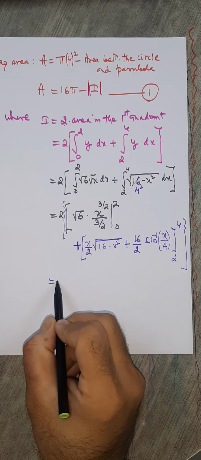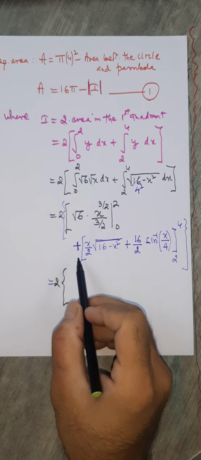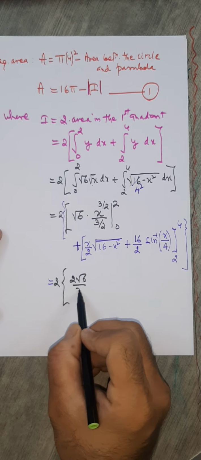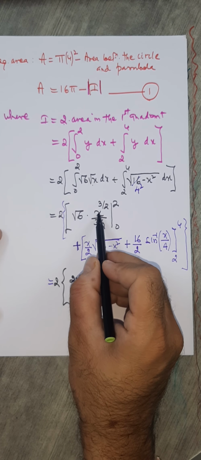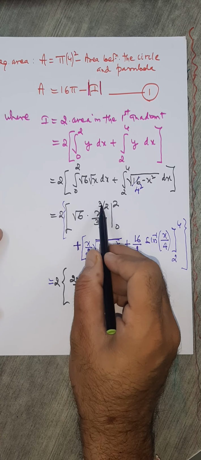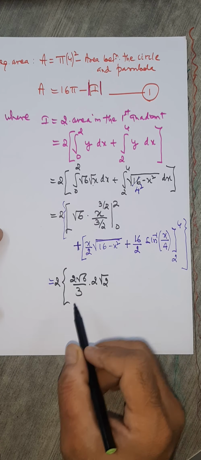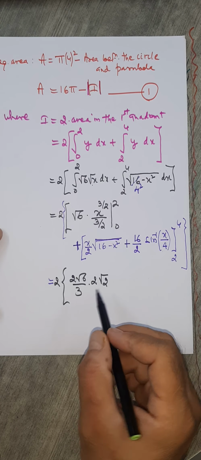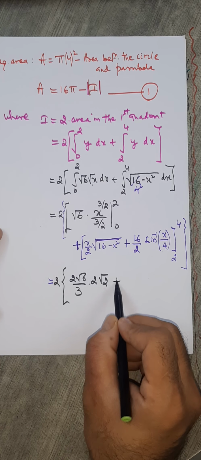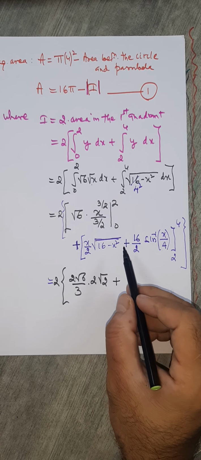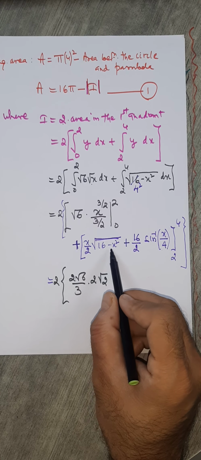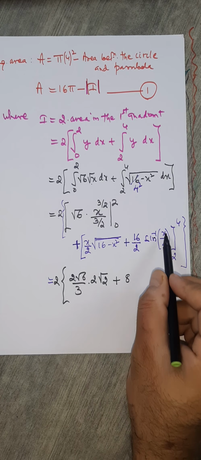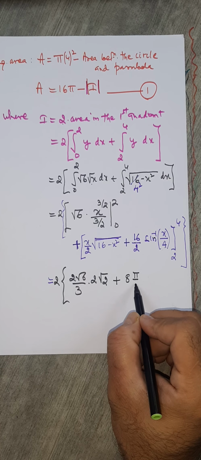So I'm just placing the limits here, 2 as it is, and this is 2 root 6 by 3. Here 2 raised to 3 by 2 means root 2 three times, which is 2 root 2. If you put the lower limit, it will be just 0. So here minus 0, which I am not writing. Come to this plus. Now first the upper limit. If I put 4 here, this is 0. This would be 8 sine inverse 1, which is pi by 2.